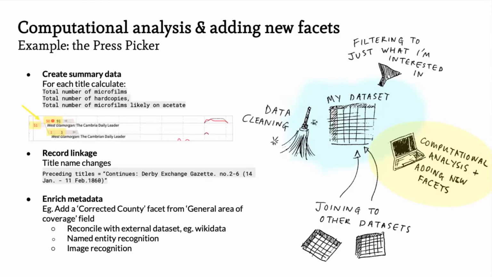You might want to, it's actually OpenRefine is a really excellent tool for enriching your metadata. So for example, doing named entity recognition where you're extracting names of people or places from your data, which can be helpful for processing and visualizing.